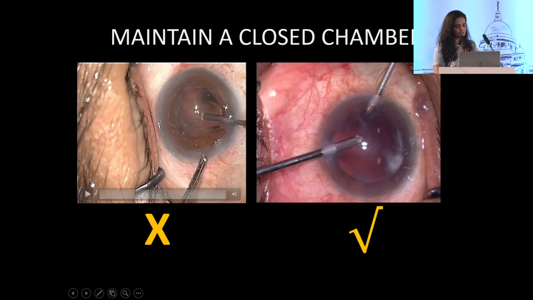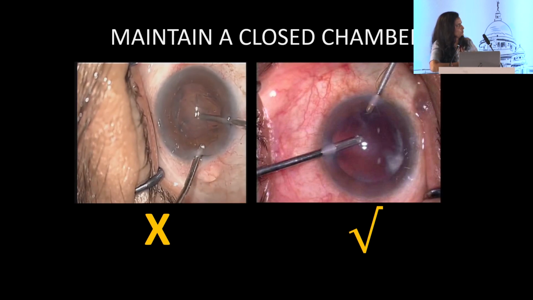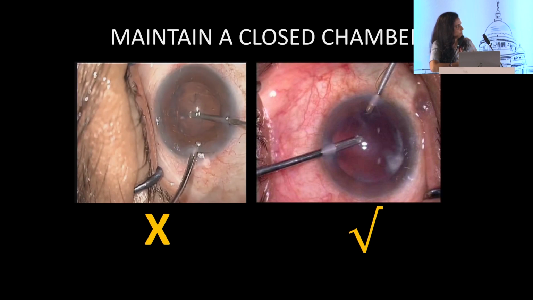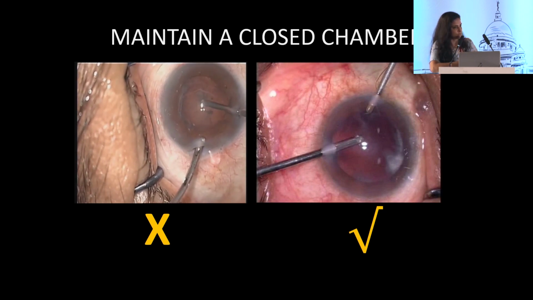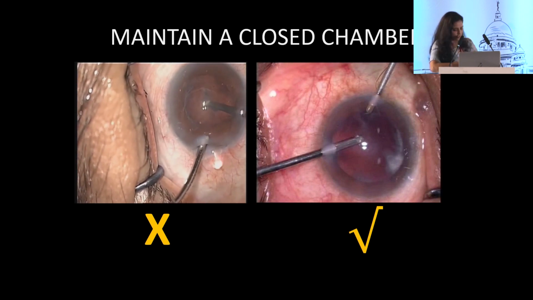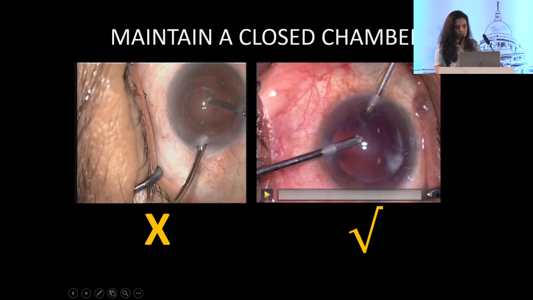So as you see here, the surgeon is using this main port to do a vitrectomy. You see how unstable the chamber is. The more unstable your chamber is, the more vitreous keeps prolapsing forward. So this is not the way to do an anterior vitrectomy.